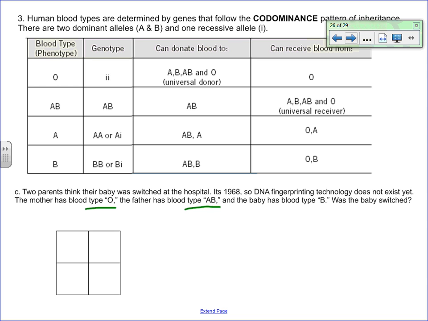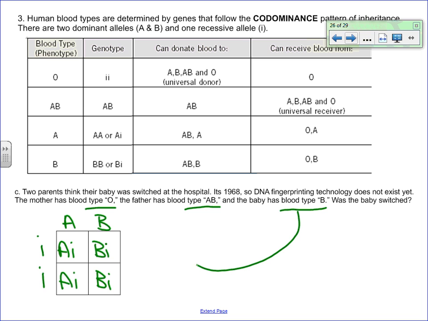Was the baby switched? Well, again, this is actually very similar to the last example with Brad Pitt and Angelina. We know that one parent is AB, one parent is ii. That means that their kids could either be Ai or Bi. Well, we know that their kid had type B blood. Do we see type B blood represented in this table? In fact, we do. There's a 50% chance that they'll have a type B kid, which means that it's possible that this kid wasn't switched. This could be their kid. Now, we don't know that for sure, but was the baby switched? Well, we would probably say in this case, no.